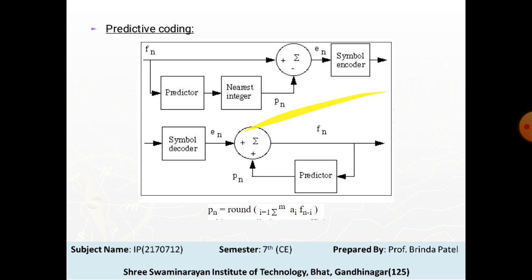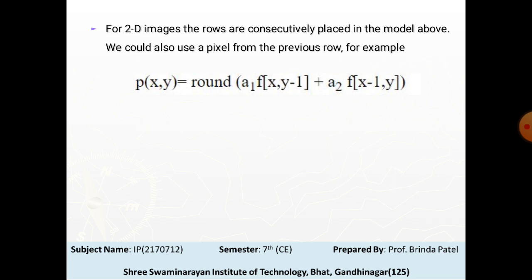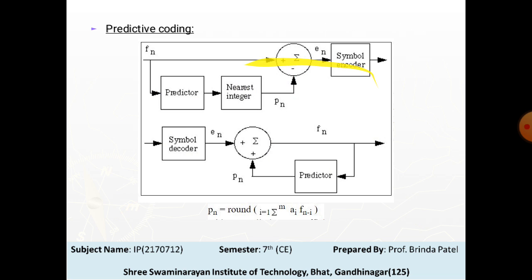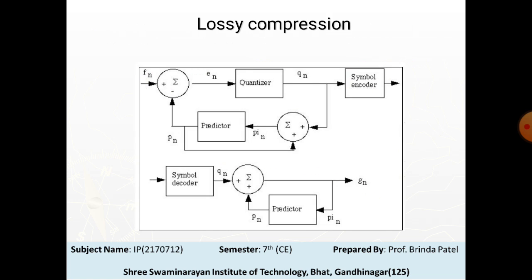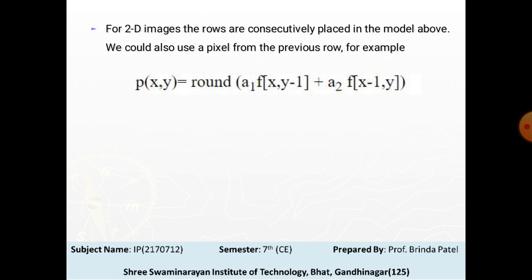For 2D images, the rows are consecutively placed in the model like this. So we would also use a pixel from the previous row. For example, p of x y equals a1 f of x, y minus 1 plus a2 f of x minus 1, y. Here the aim is to make e of x y as small as possible, however a good initialization will become more difficult.